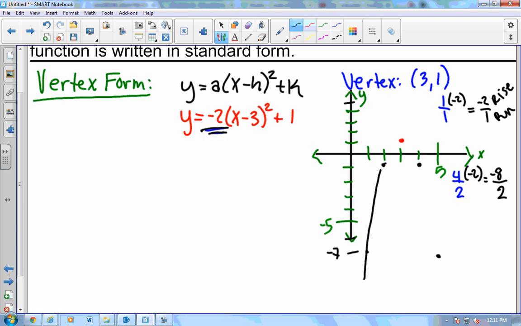And remember, it's curved like a U, not pointed like a V. That is my parabola. That was from vertex form. Well, today, we're going to change it up to standard form.